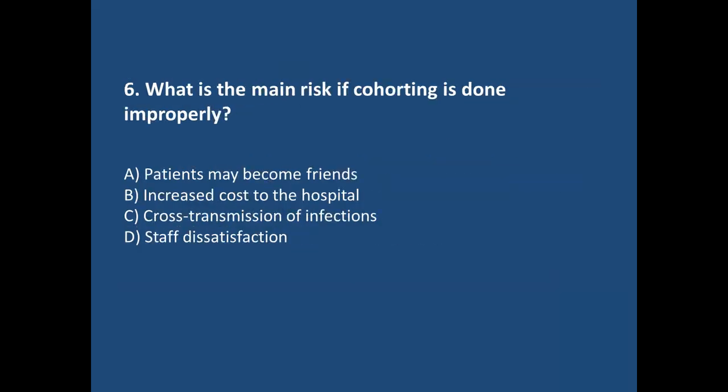Question number 6. What is the main risk if cohorting is done improperly? A. Patients may become friends. B. Increased cost to the hospital. C. Cross-contamination of infections. And D. Staff dissatisfaction.